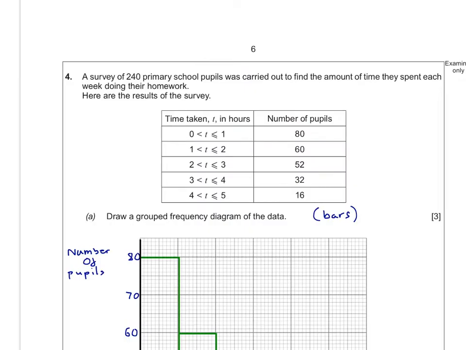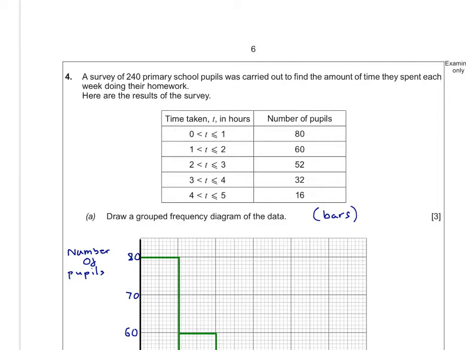Okay? The key word in this question is group frequency diagram. The diagram in particular is key. That tells you it is a bar chart. If the word said a group frequency polygon or just a frequency polygon, it would be a line graph plotted at the midpoints just like we had this morning. Okay? So the key word you're looking for, diagram means bar chart, polygon means line graph. So you've got to get that into your head.